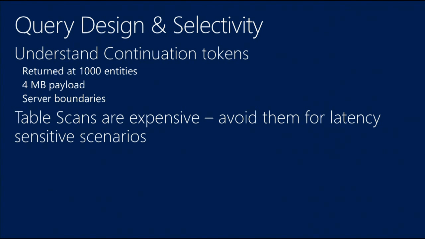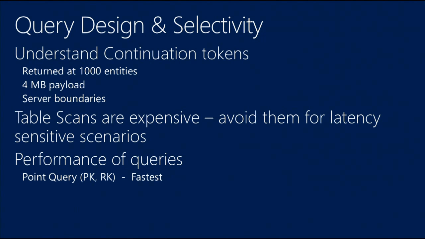Table scans are expensive, so you want to avoid them for anything that's latency sensitive. A table scan basically is a query on an unindexed column or something that has no bound on the partition key. So as my data grows, as it's hosted and served by more and more servers, the latency of that request is going to get slower and slower because I'm going to have to iterate every single entity on every single server. As my data grows, this gets more and more expensive.